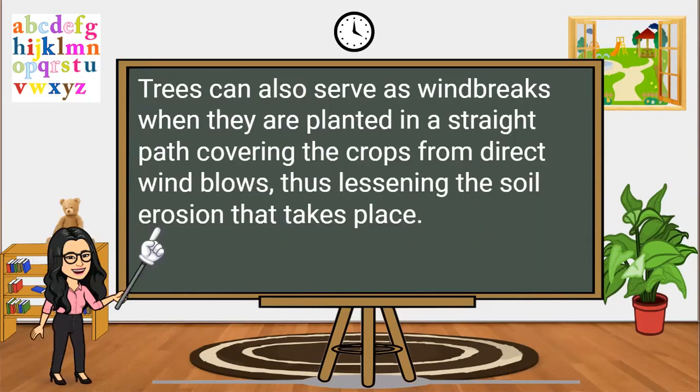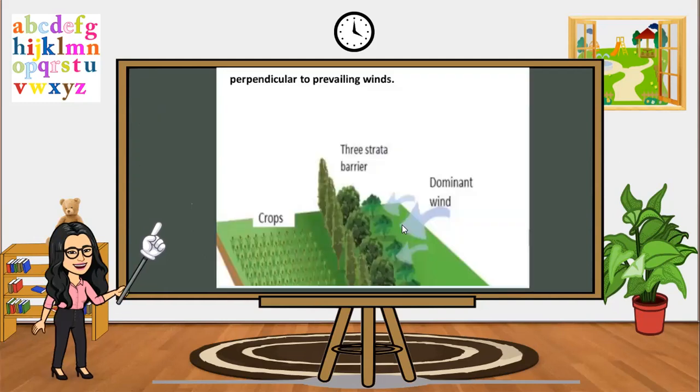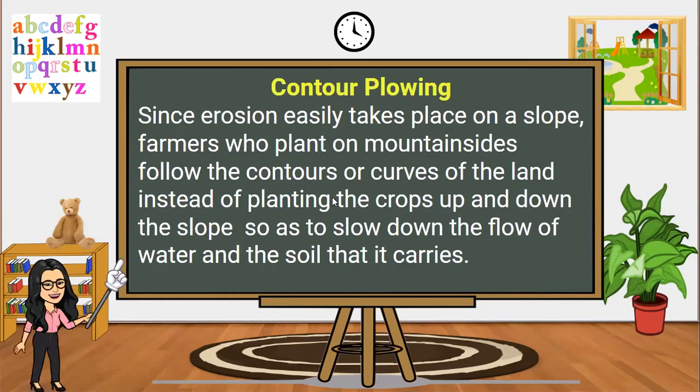Here also, trees can serve as windbreaks when they are planted in a straight path, covering the crops from direct wind blows, thus lessening the soil erosion that takes place. Here is an example of windbreaks. Trees are planted in a vertical or horizontal way so that the crops will not be affected on the other side.